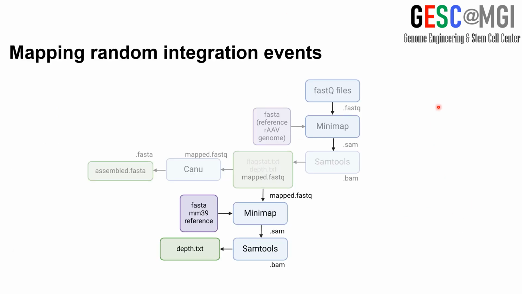To get at random integration events, those mapped FASTQ files can then be run through, again, Minimap and SAM tools. And in this case, when you're using Minimap, you're using your genome as your reference. In our case, we have mouse samples, we're using MM39. And the output from SAM tools is our depth file. And you can also throw in the mapped FASTQ files here.